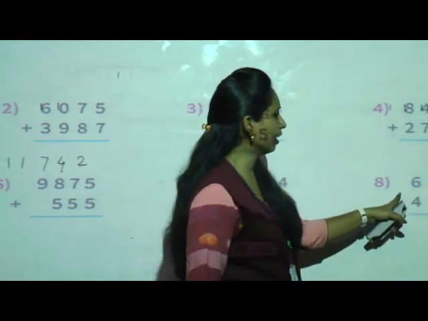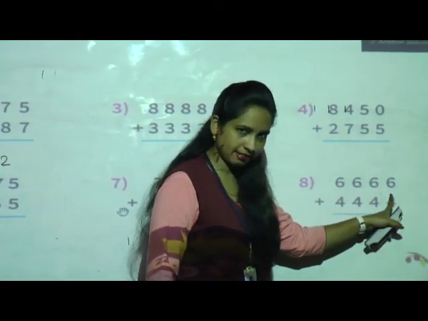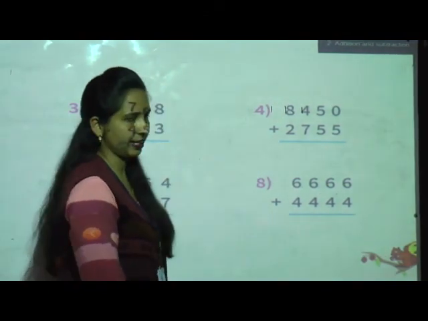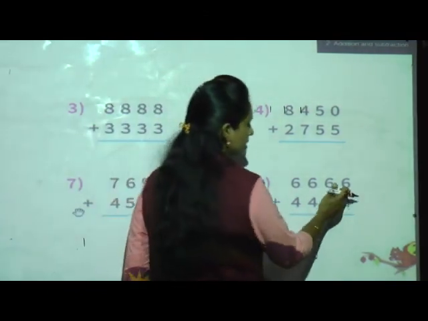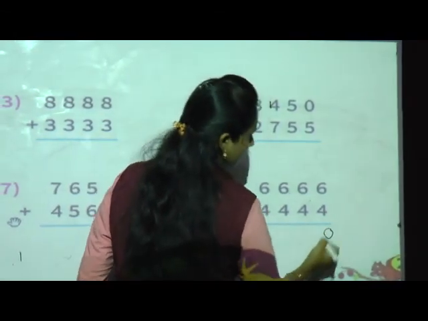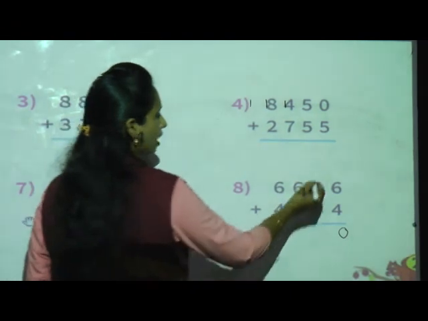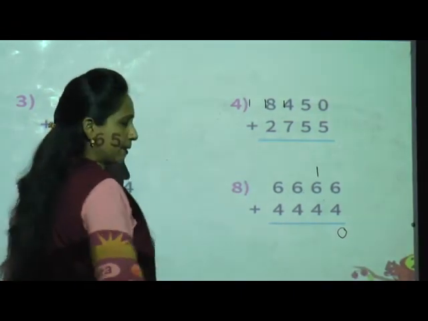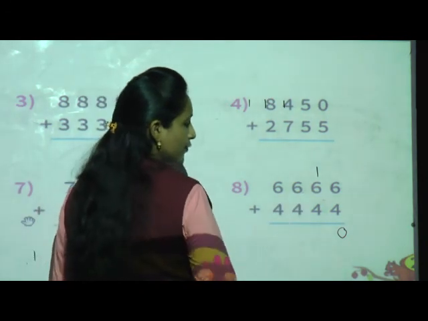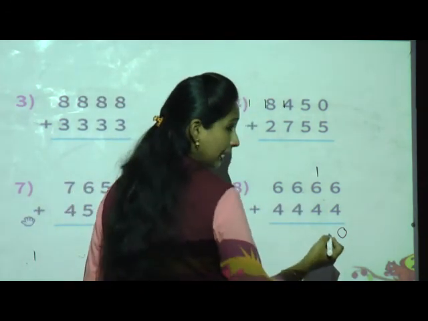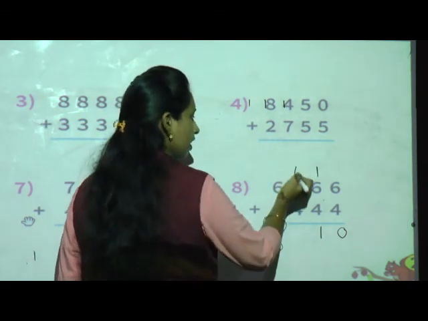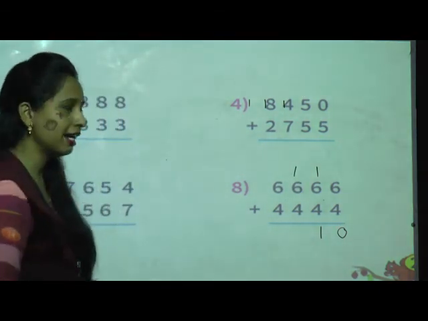What is the 8th one? 6666 and 4448. Now we will add. Okay. Now help me students. 6 plus 4, very easy, 10. So we write 0 on the 1's place, 1 we will carry to the 10's place. Now tell me 1 plus 6, 7, 7 plus 4, 10. Sorry, not 10, 11. So 1 we will write on the 10's place and 1 we will carry to the 100's place.